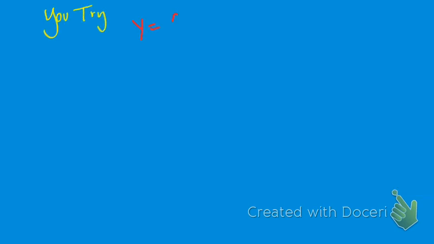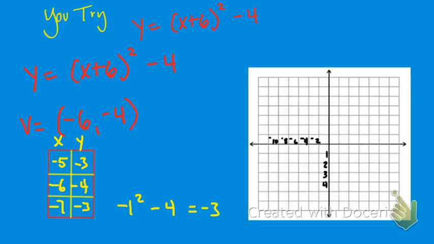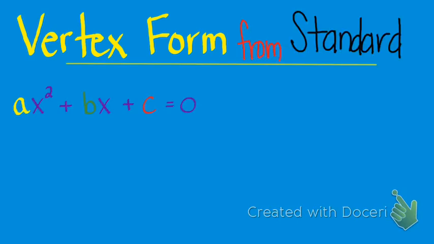Because the vertex form is so much nicer, how can I get it into this? First, let's give you a U-try. You try this, pause the video, and then see how you do. So when I want to get my standard form to vertex form, I have to do that by completing the square. I can see that because right here, it appears to be a completed square.